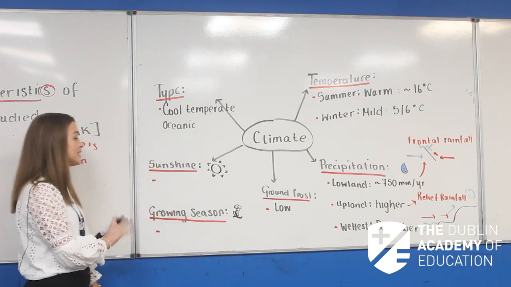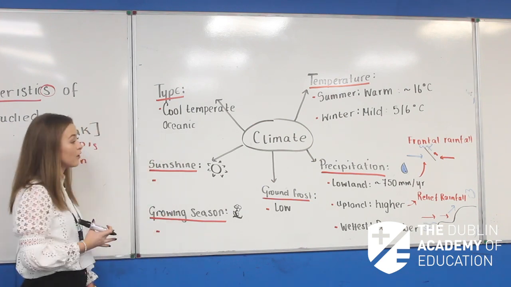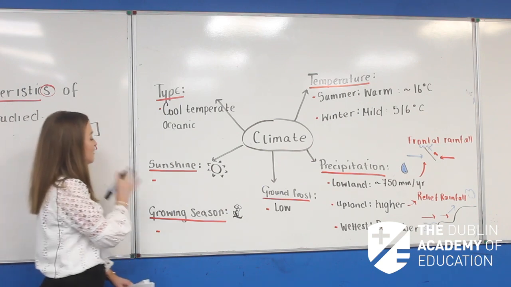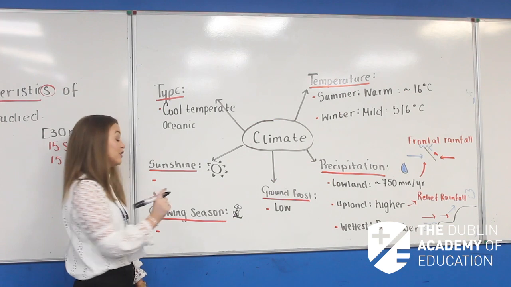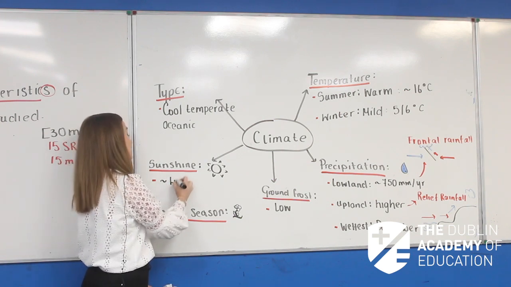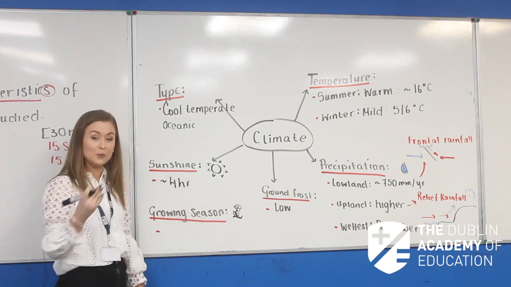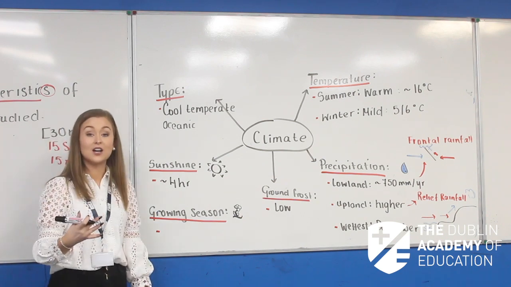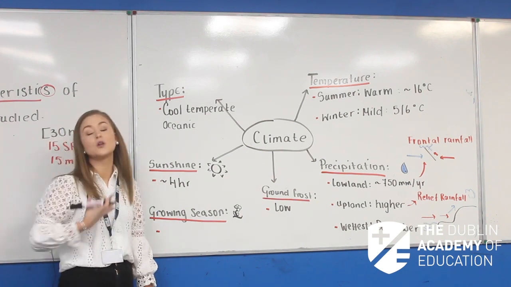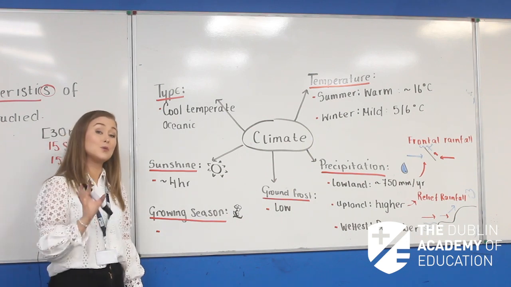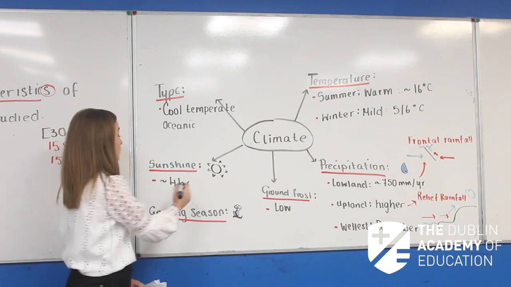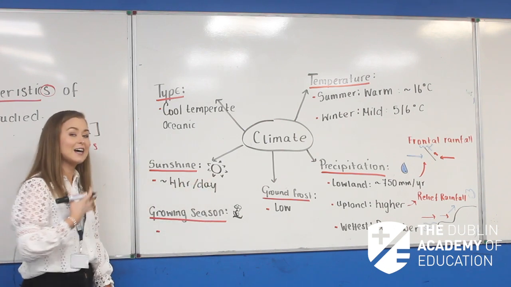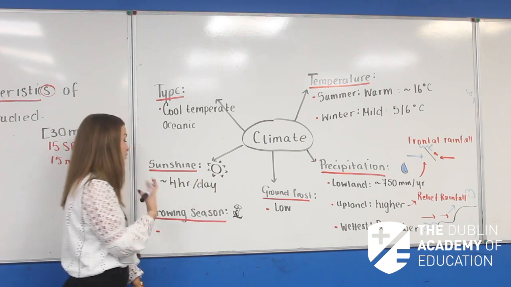Our last 2 points here, and these are combined in the last little paragraph on climate, is our sunshine and our growing season. Now, in relation to sunshine, on average, the GDA receives approximately 4 hours of sunshine per day. Now, that's quite a lot. In particular, it's a lot in comparison to the Western region, which only gets between 3 and 3.5 per day. So the GDA has a better level of sunshine.